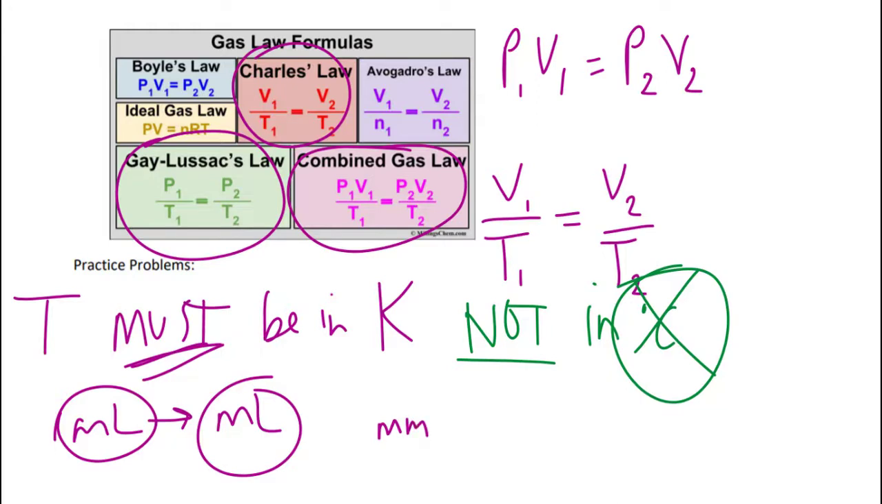If you're using millimeters of mercury, that's great. Just make sure that both of your pressures, let's say you're using Gay-Lussac's law, your P1 and your P2 both need to have the same unit, whether that's torr, whether that's PSI, it doesn't matter. We don't have to be the same units as the ideal gas law, the R that we used. Just make sure that your units are consistent.